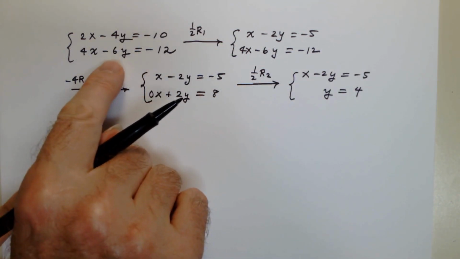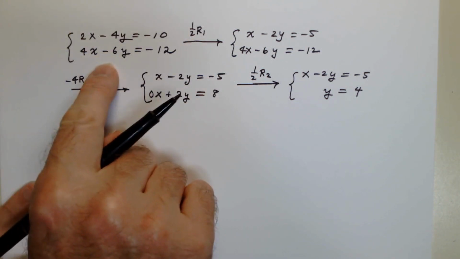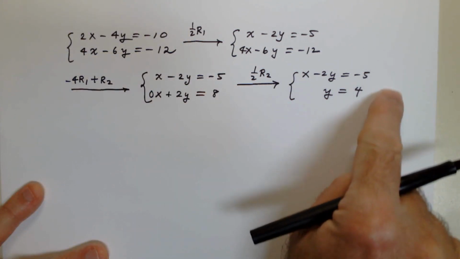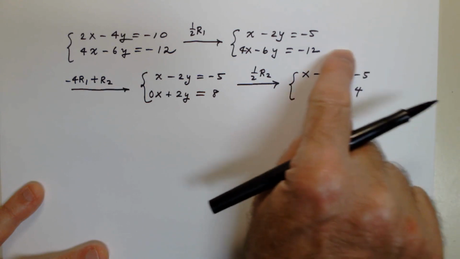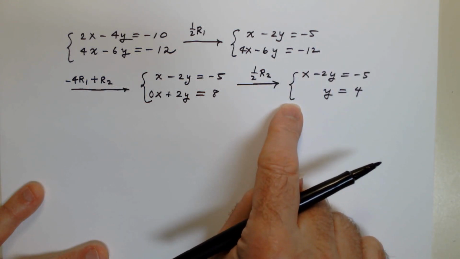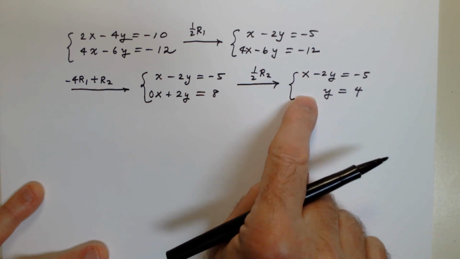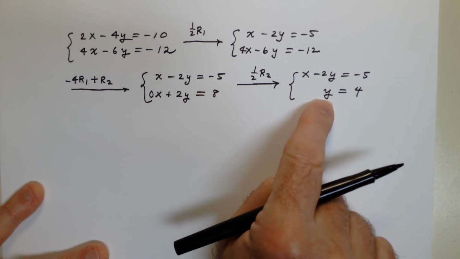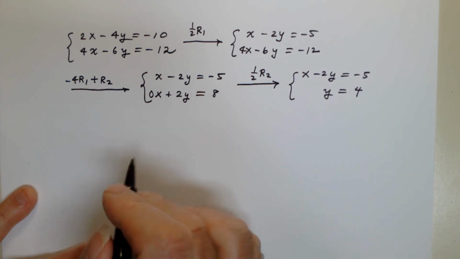So the claim is that whatever the solution set to this original system is, it's the same as the solution set to this system. But we've now reached a place where we can quickly realize what the solution set to this system is. We now know that y is equal to 4.